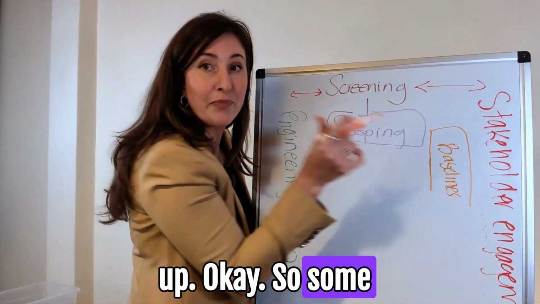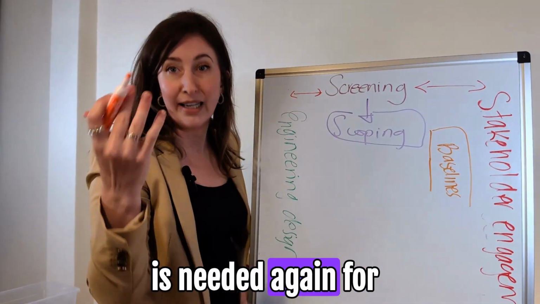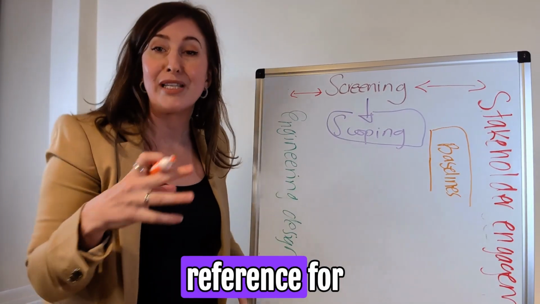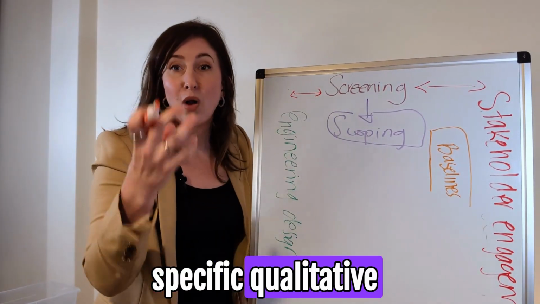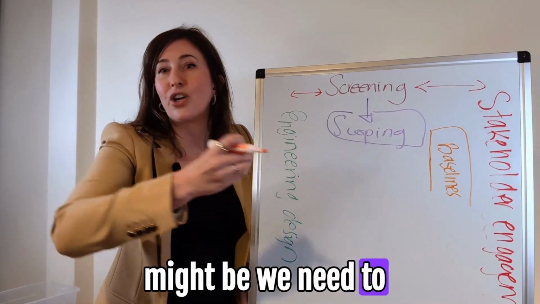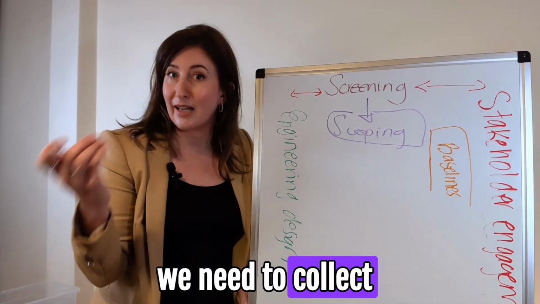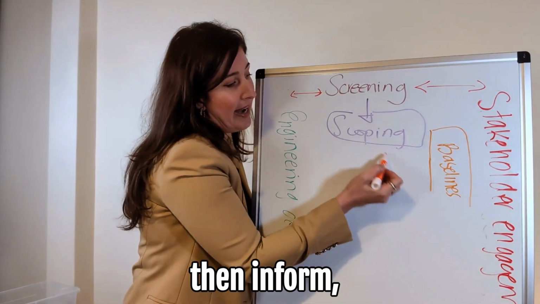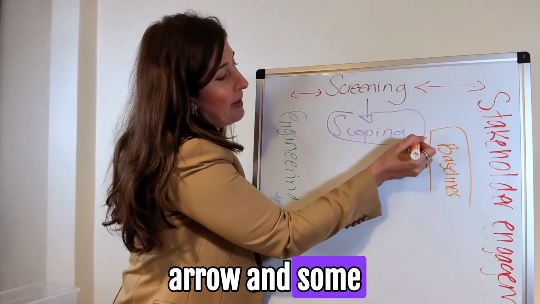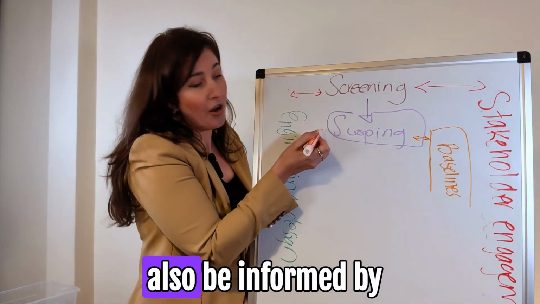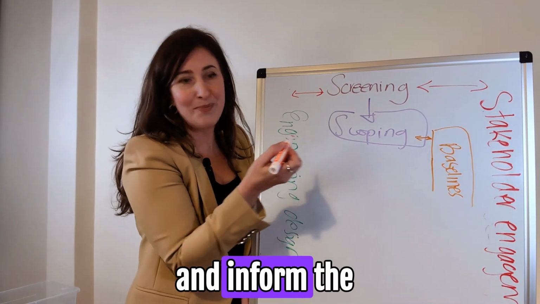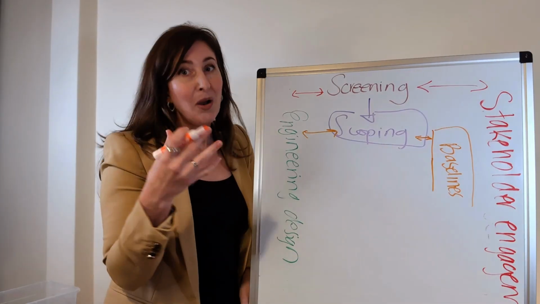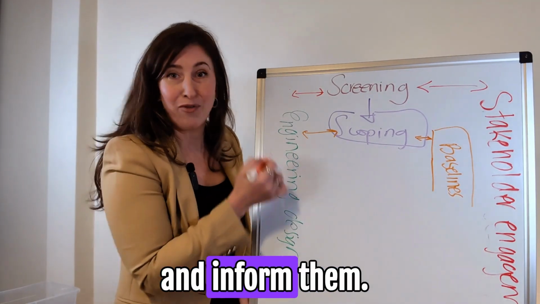Okay, so some desktop information is needed, again, for that scoping. But from the scoping, you'll develop a terms of reference for specific qualitative data collection. So, for example, it might be we need to go out and do a whole lot of water quality samples, or we need to collect air quality samples. So those are qualitative data collection, and the scoping will then inform that. You can put some arrows back. The scoping should also be informed by and inform the engineering design. So if we find something really key comes out of the scoping, we might need to talk to the engineers about it and inform them.